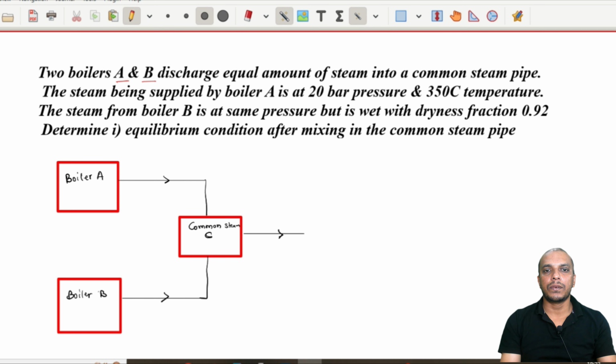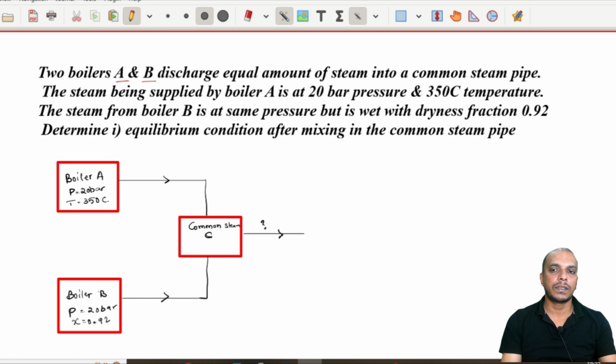Now, the steam being supplied by boiler A is at 20 bar pressure and the temperature is 350 degrees Celsius. The steam from boiler B is at the same pressure, 20 bar, but it is wet with dryness fraction X equal to 0.92. Determine the equilibrium condition after mixing. So, he is asking what will be the condition of steam here.